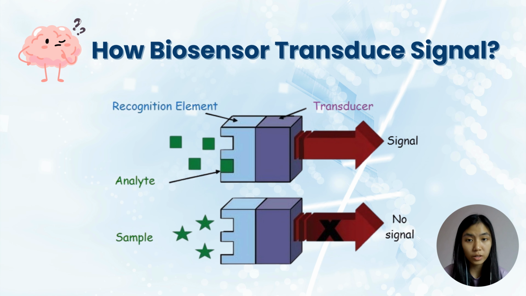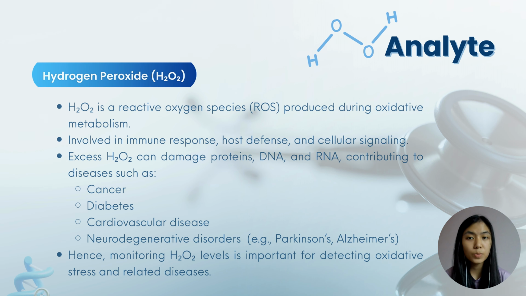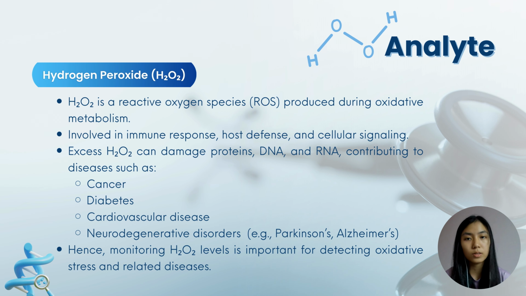We can see from the figure, only the right analyte can bind to the recognition element, which then uses the transducer to transduce the signal for a specific function. In this particular example, hydrogen peroxide is the analyte. Hydrogen peroxide is a reactive oxygen species produced during oxidative metabolism, and it is involved in the immune response, host defense, and cellular signaling.